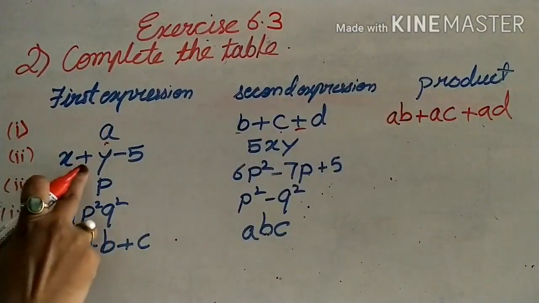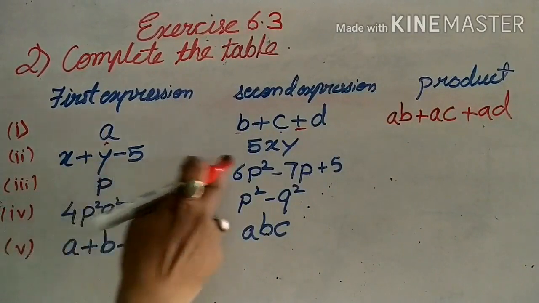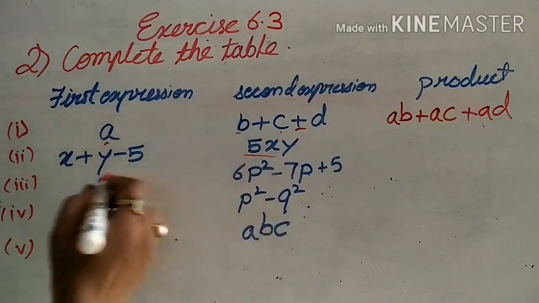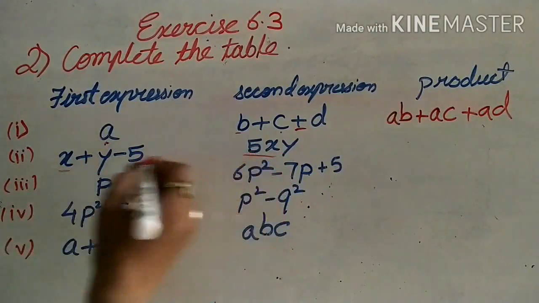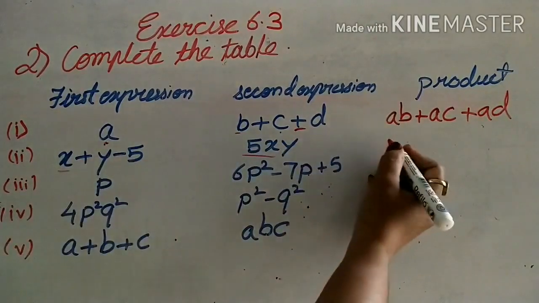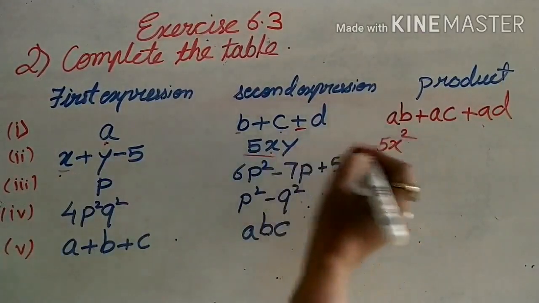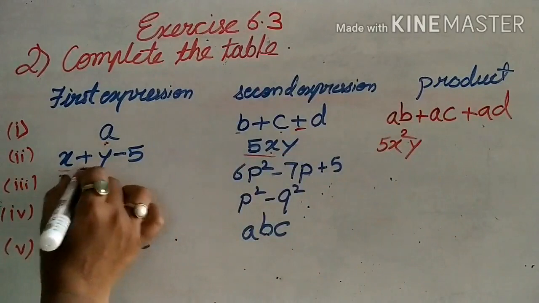Now second, x plus y minus 5 into 5xy. First we have to multiply this 5xy to this x, means 5xy into x means 5x into x, x square, y as it is. Next, this plus sign here.